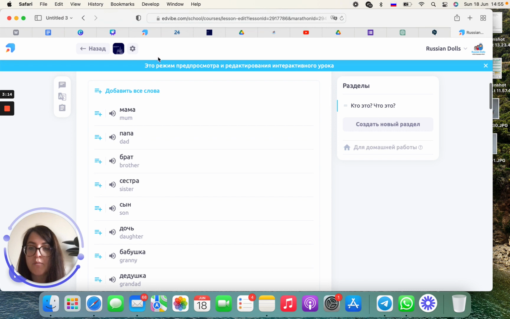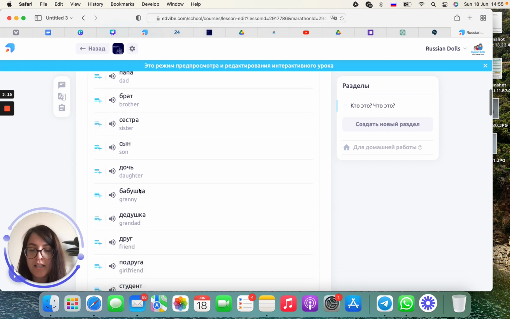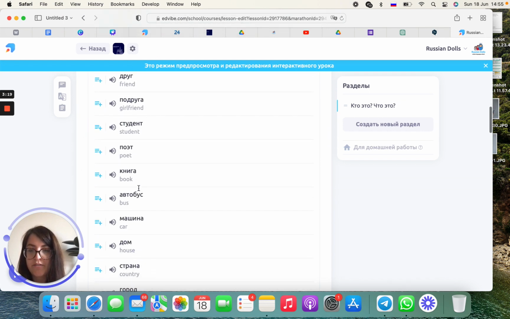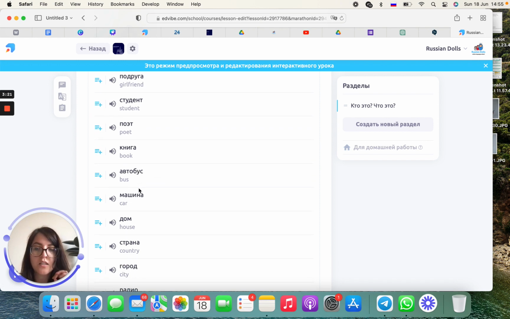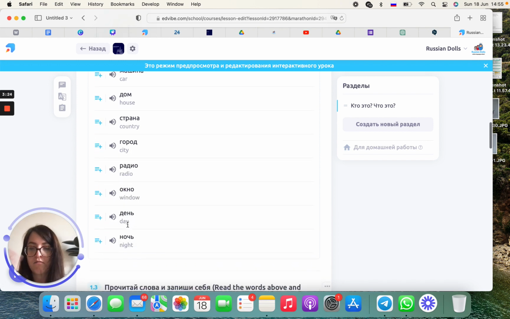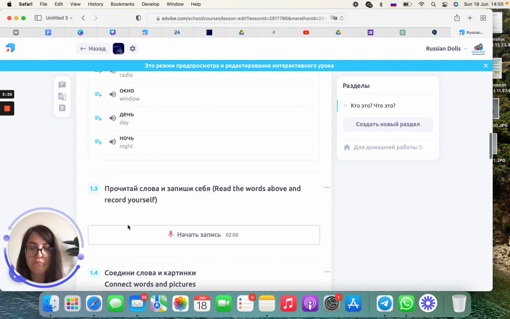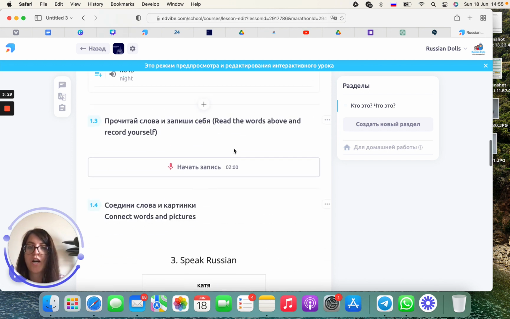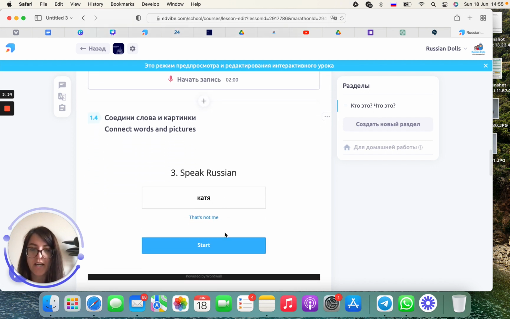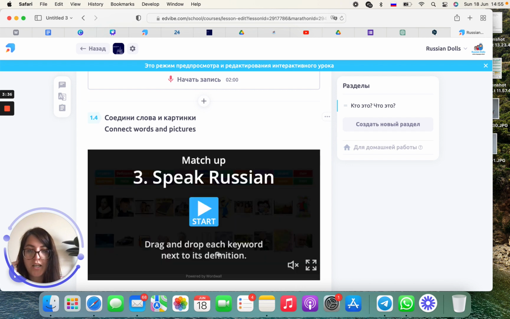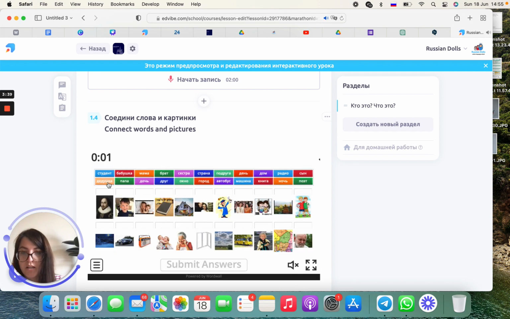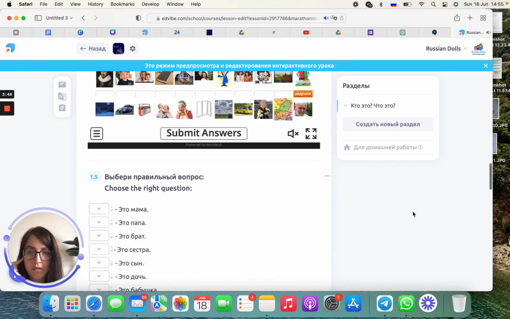Then you will see here more vocabulary, and that is your family and your personal things that you can keep at home, or you can need some. After that, we are trying to read those words above and record yourself again. And we are trying here to memorize the vocabulary. If you want some time, you can practice not the once but few times if you need.